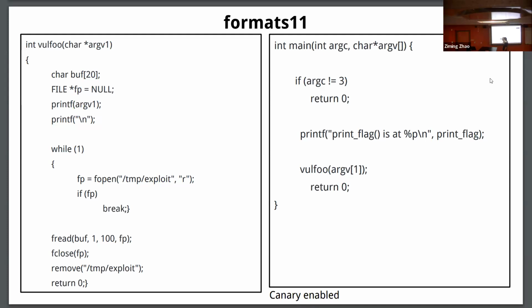So there is a while loop. The while loop is looking for a temp file exploit. It will read your exploit into a local buffer, and the local buffer is only 20 bytes. However, here we're reading 100 bytes. So you can easily do a buffer overflow with this one. So there are 2 vulnerabilities. Here, there's a buffer overflow.